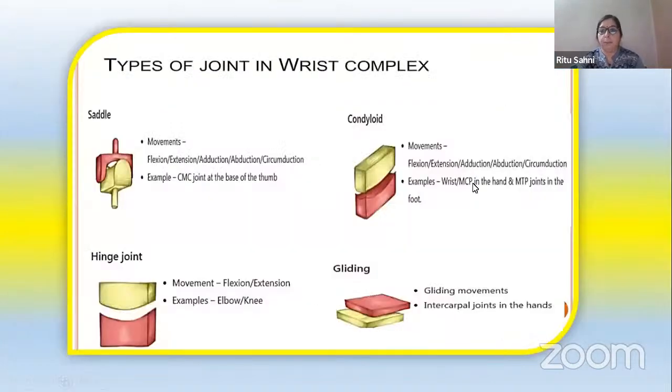So these are the joints present in the wrist complex: the saddle joint, condyloid joint, and hinge joint, because we know that the forearm to wrist is divided like a hinge joint. Gliding joints are the intercarpal joints in the hand, where in between the carpal bones a gliding is available. Condyloid joints are, for example, the wrist and the metacarpophalangeal joint and the metatarsophalangeal joint. So these are the joints which provide the movement. This is important for articular treatment when we are going to give articular mobilization with the movement. So at that time, these joint structures give us the idea in which direction the glide will work.